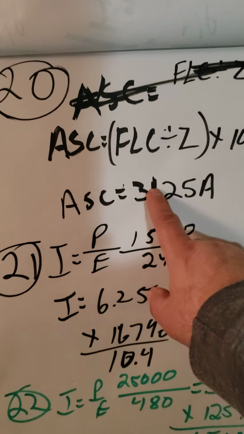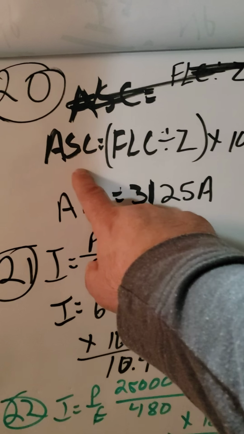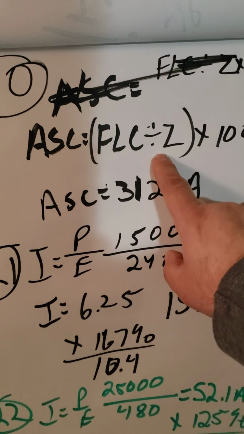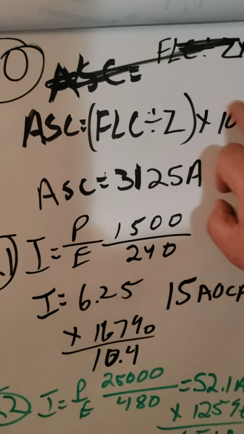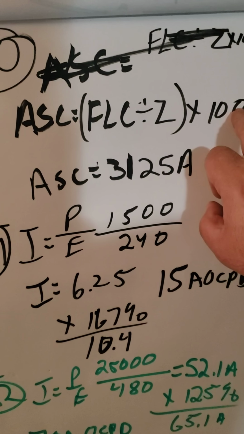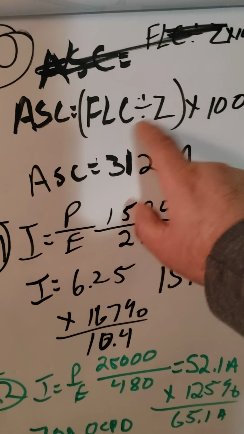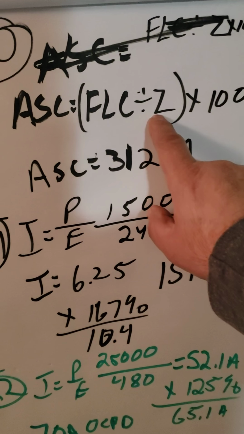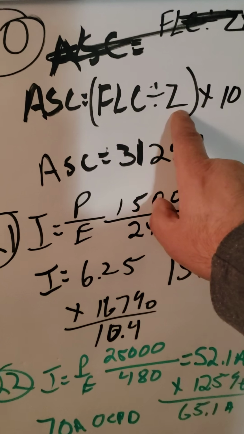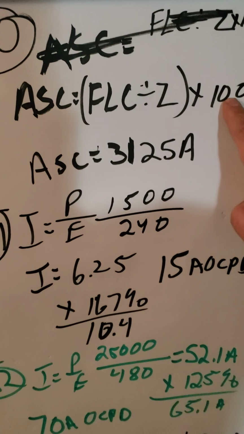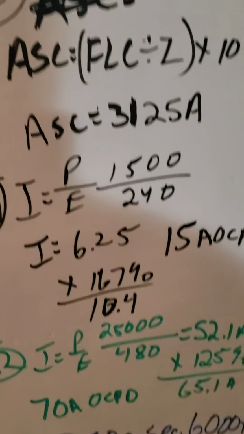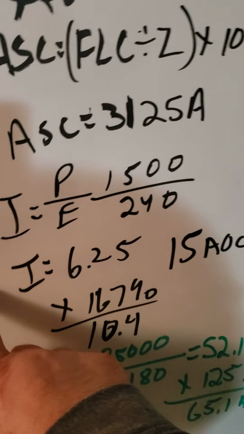Did number 19 already. Number 20, AS equals the FLC divided by the Z times 100. This is our 100%, because the Z is in a percentage. So we're just moving it to the end. So we're just going to multiply across. We're going to use the whole number here, divide it, and then here's 100. And your answer is 3,125 amps.